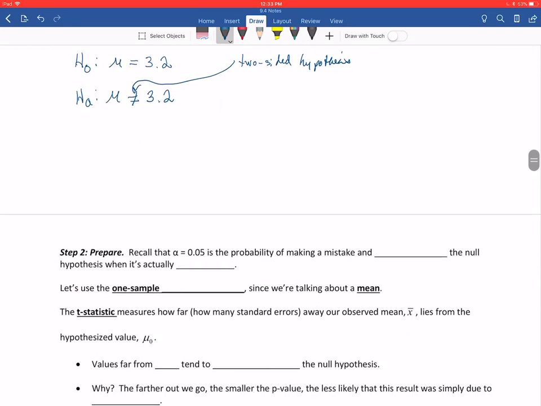Okay, so there we've written our hypotheses. So now we need to prepare. In the preparation step, we remind ourselves of what alpha value we're using. So we're using 0.05. This is the probability of making a mistake and rejecting the null when it's actually true.